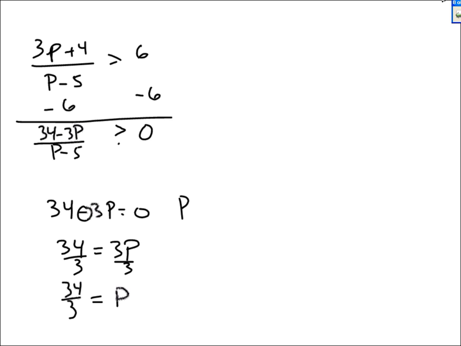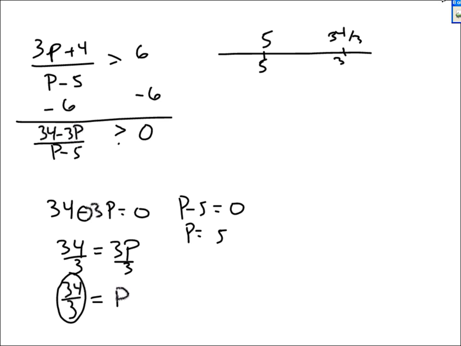The denominator, p minus 5. When is it equal to 0? When p is 5. 34 over 3 is a little bit more than 10, more than 11. So in terms of the number line, here's 5 and here's 34 over 3.